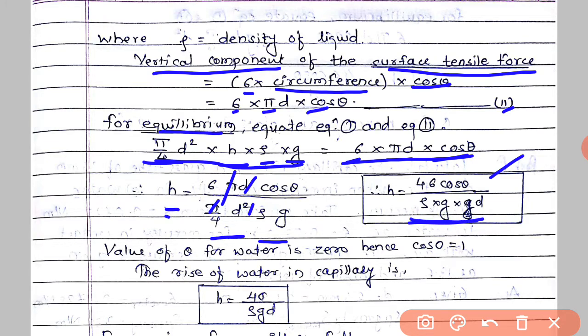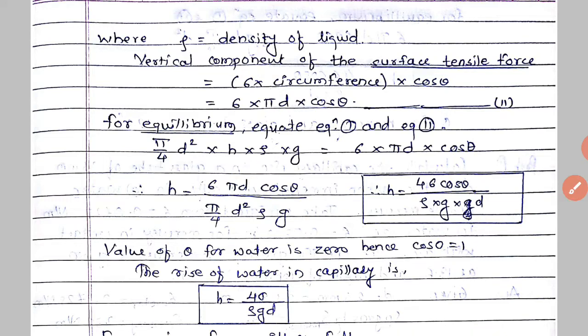This is the equation for capillary rise. And for water, the value of θ will be negligible or 0. So cos 0 will be equal to 1. So the capillary rise for water is given by h is equal to 4σ upon ρ g d. This is the equation for water, and the earlier one is for other liquids in which capillary rise takes place. So this is the expression for capillary rise in a liquid.